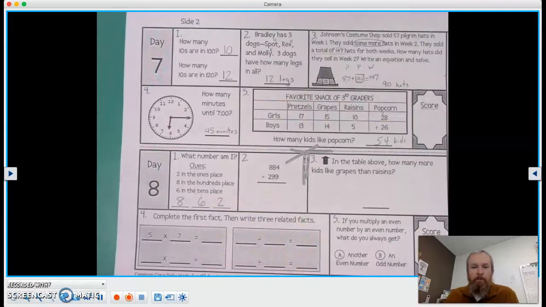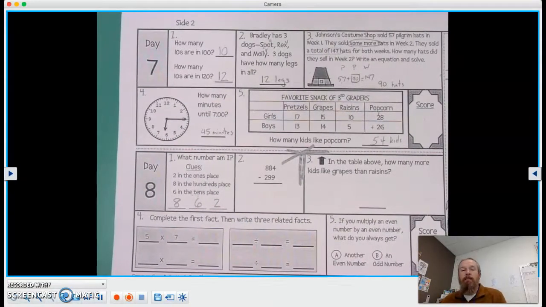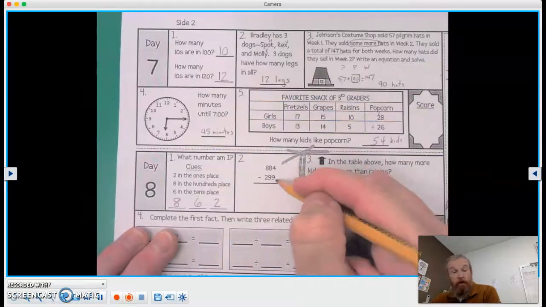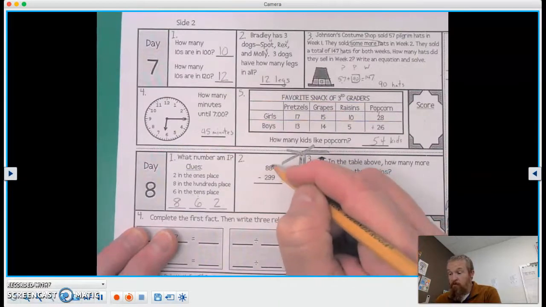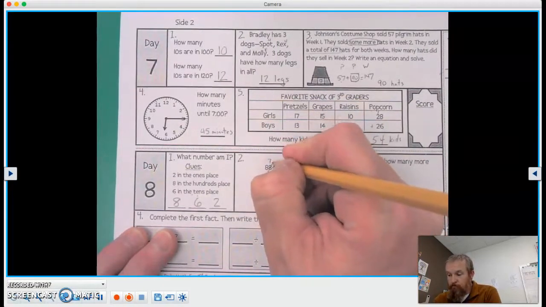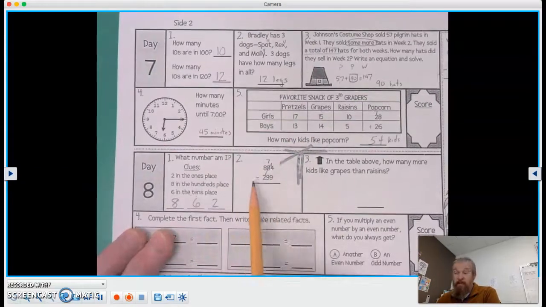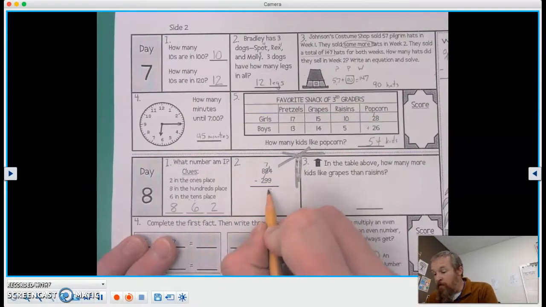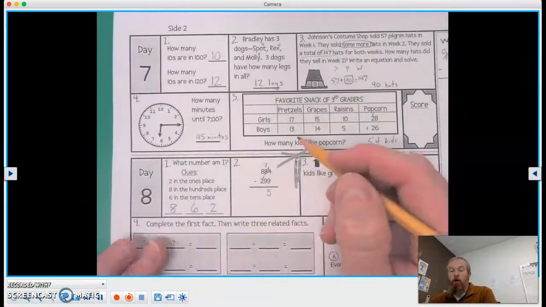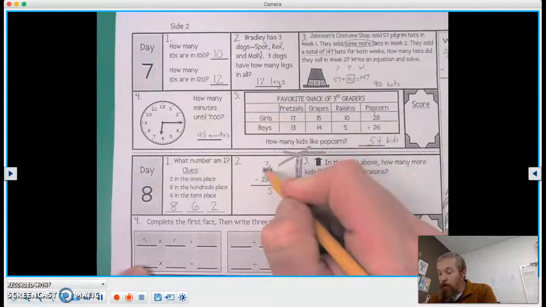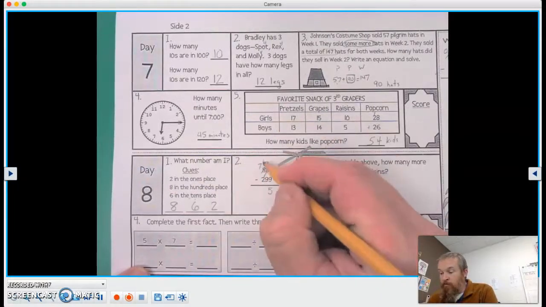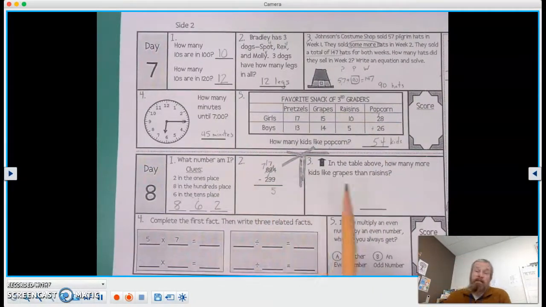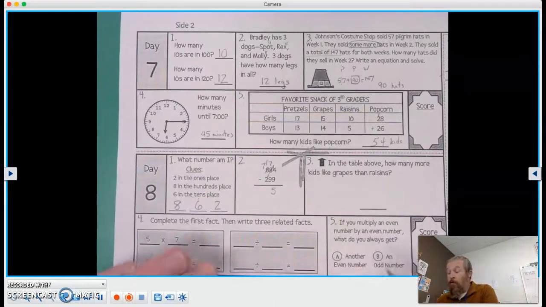Here we go. 884 minus 299. Okay, let's see here. More on the floor. Borrow from next door. Now, 14 minus 9 instead of 4 minus 9. So we have the 4 and the 1 is a 5. Okay. 7 minus 9. Oh, more on the floor. Borrow from next door. Now we have 17 minus 9. So 7 and 1 is 8.